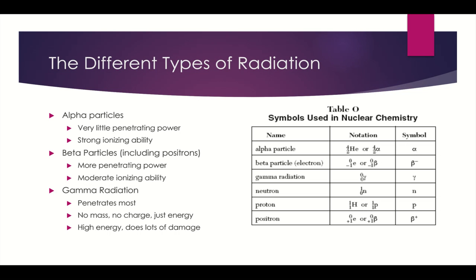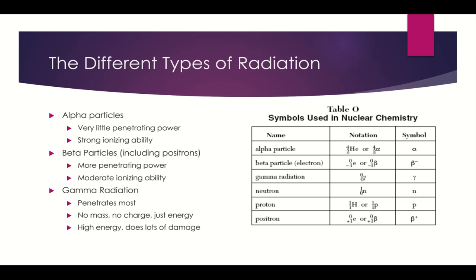Beta particles are smaller. They're going to pass through the air and through a thin piece of paper, but they're not going to be able to pass through something that's thicker, maybe a sweatshirt or some sort of thick fabric. They're going to hit into something in that case. Because they're smaller, they're not going to ionize as much. They're not going to do as much damage when they hit into something. They can do some damage, but not as much.